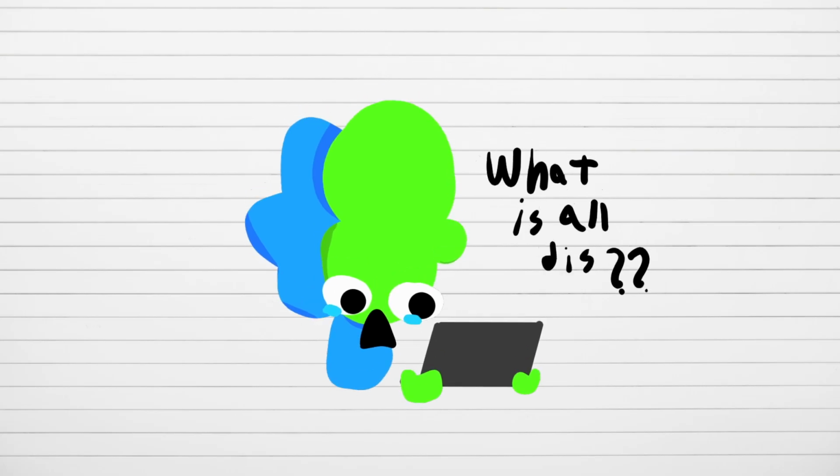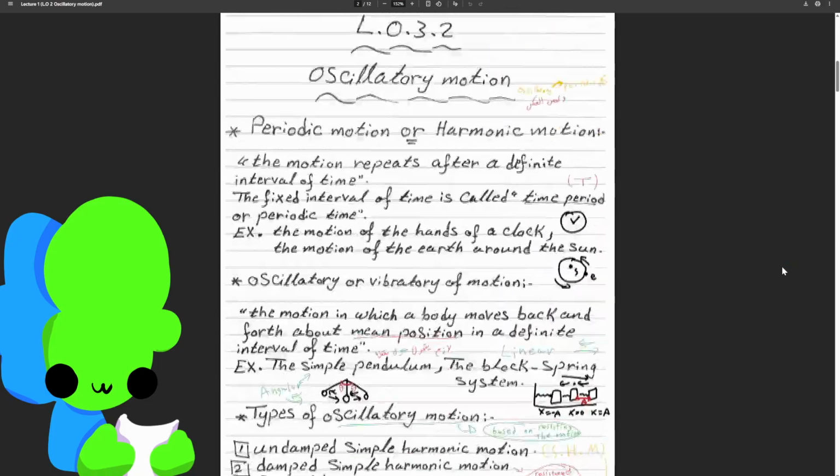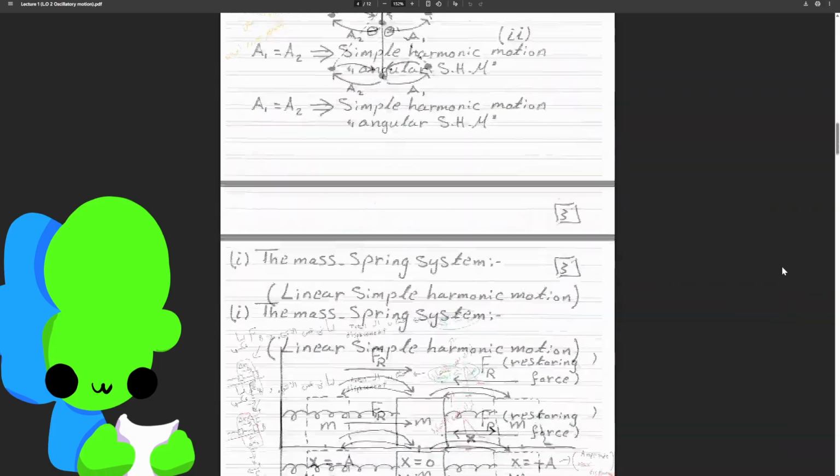And while studying physics for my current year of high school, I started looking into something called oscillatory motion. My professor explained this concept quite nicely, and I'm going to use his resources to show you how nice oscillatory motion is.